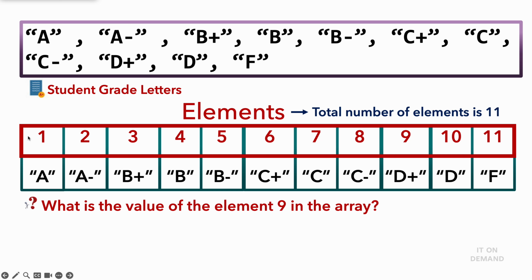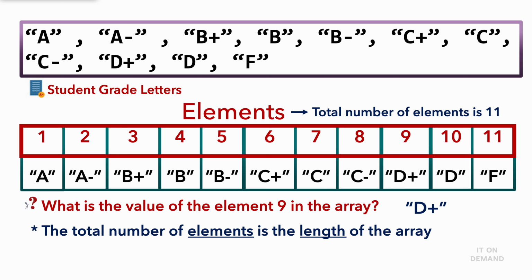When we're talking about elements, again, take note, please. When we're talking about elements, we're numbering from 1. And so if you number from 1, which of these strings is the 9th one? That's what this question is essentially asking. And if you look at the 9th string, what do we have? D plus. And so that would be the answer to this question.